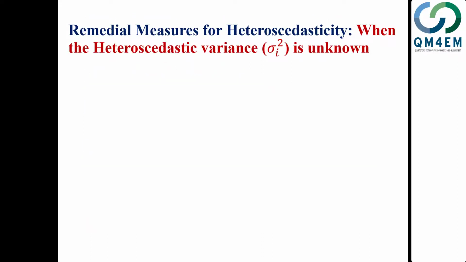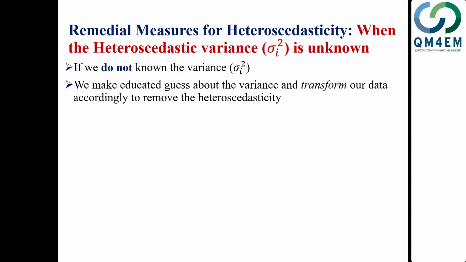So what can we do then? There is a second group, the methods that could be placed under the heading of the case when the heteroscedastic variance is unknown. So what are these methods? If we don't know the heteroscedastic variance, what can we do?